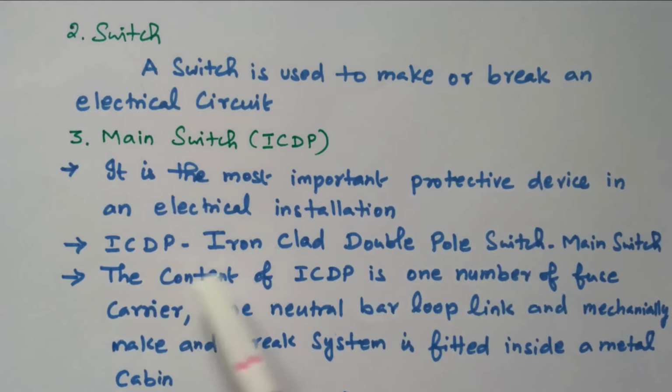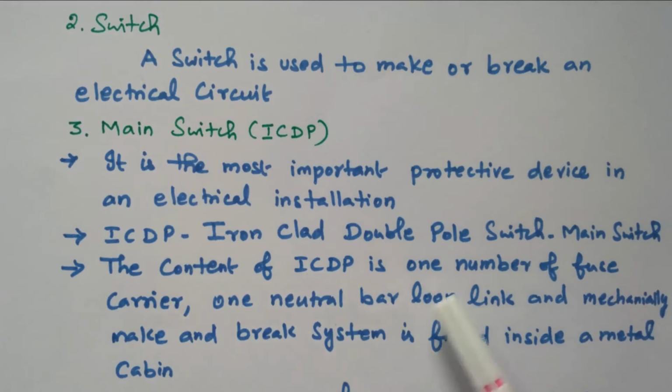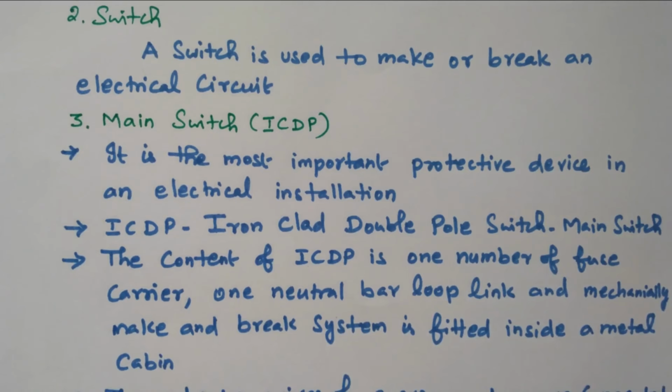Then ICDP is nothing but iron clad double pole switch. It's also called a main switch. The ICDP contains one fuse carrier, one neutral bar link, and a mechanical make and break system, fitted inside a metal cabin. So the ICDP contains the fuse carrier, neutral bar link, and mechanical make and break system.